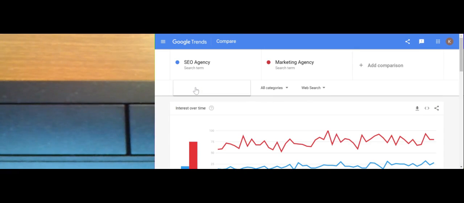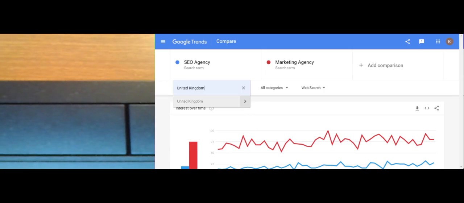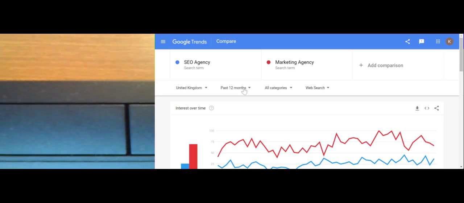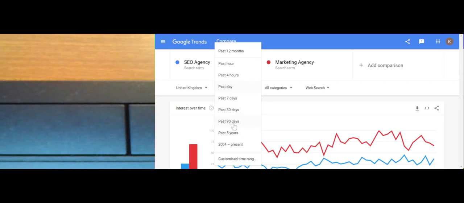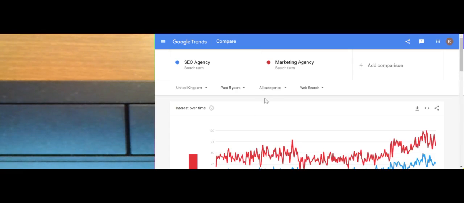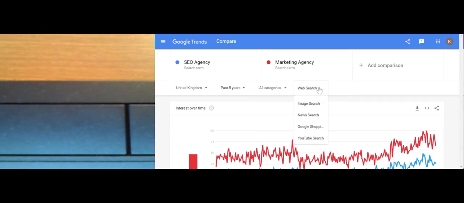Then you can select the area. And the period of time you want to look at. A category, if you wish. And what sort of search.